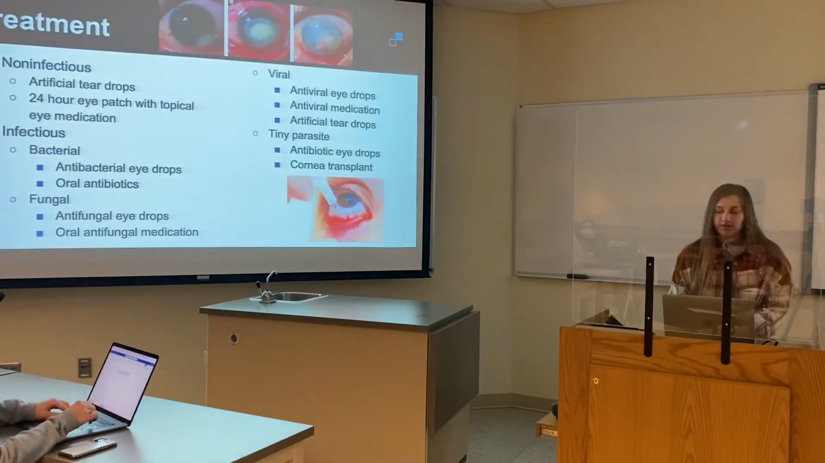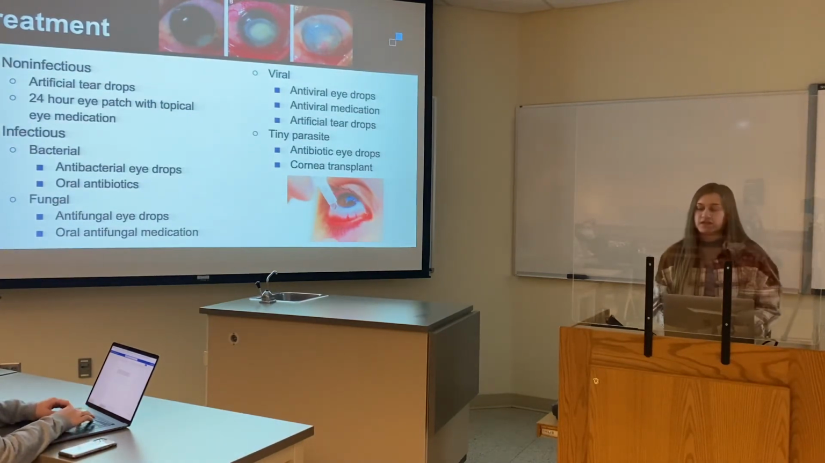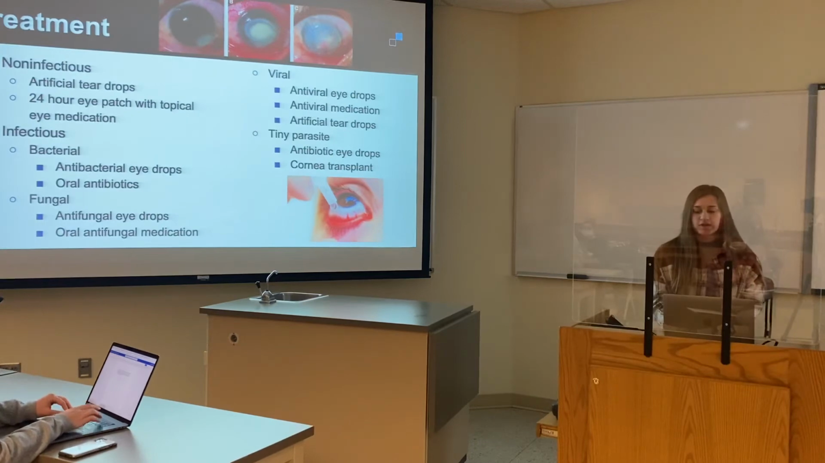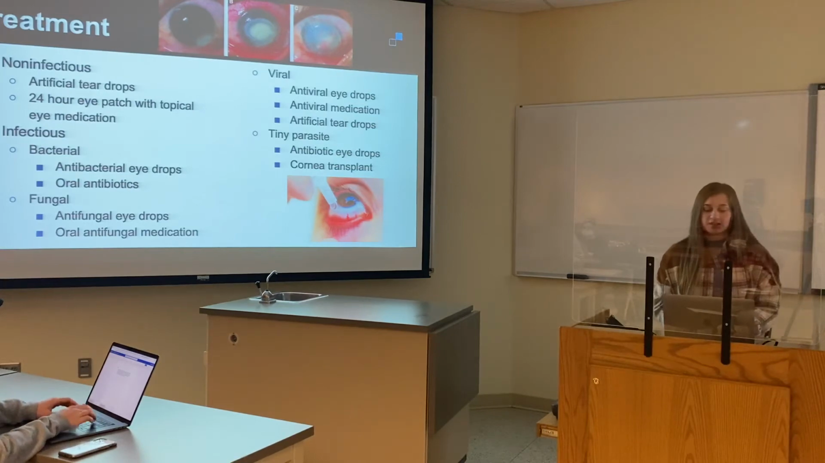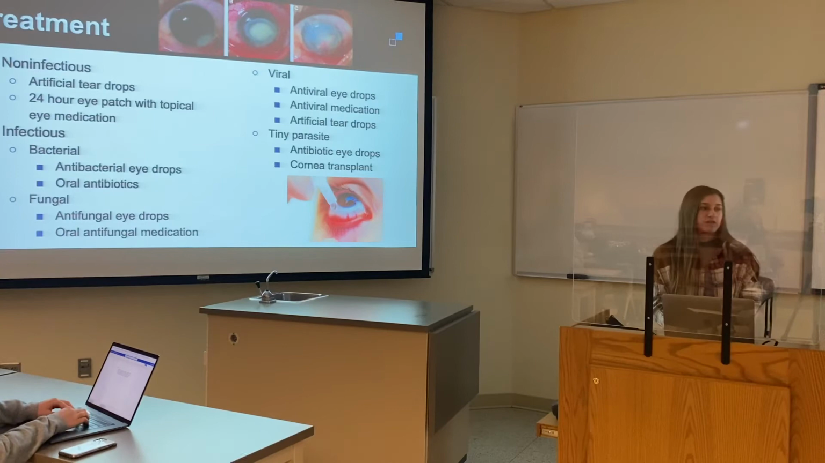So treatment definitely depends on what type of keratitis you have. If we find that you've developed non-infectious keratitis, treatment options would include artificial teardrops or a 24-hour eye patch, or even some topical eye medication, depending on how severe this is. However, if we find that you have infectious keratitis, the treatment options will vary depending on what caused your infection. If we find that you have bacterial keratitis, then the treatment would include antibacterial eye drops to treat the infection.